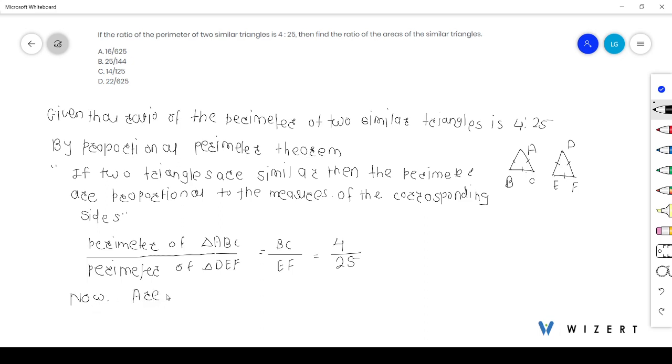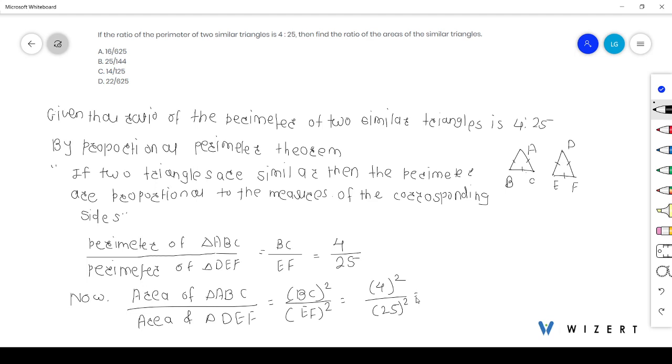So area of triangle ABC upon area of triangle DEF is the same as the square of their corresponding sides. So it is BC square divided by EF square. So 4 square by 25 square. So it will be 16 by 625.